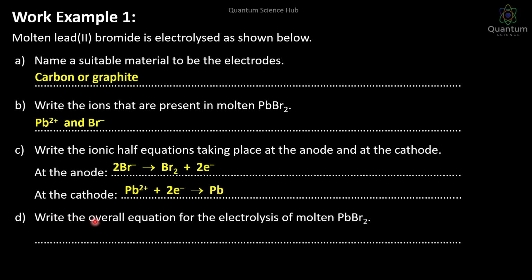Next, write the overall equation for the electrolysis of molten PbBr2. So we can remove the electrons. So at the end, you will have Br- with Pb2+, and you will have Br2 and Pb, right? So the answer here is PbBr2 will produce Br2 gas plus Pb solid. Okay, that's it. Now let's see the word example 2.